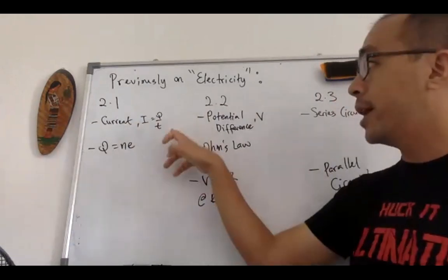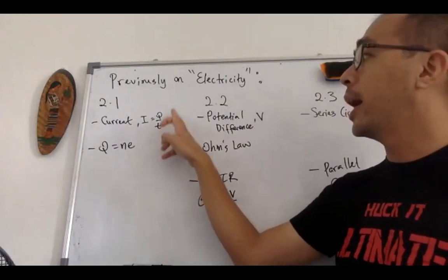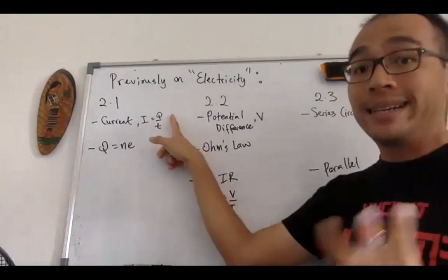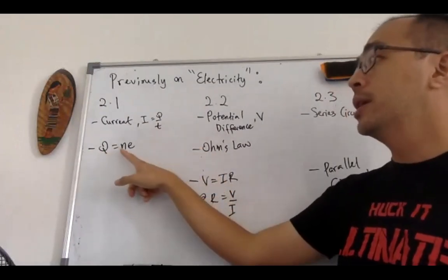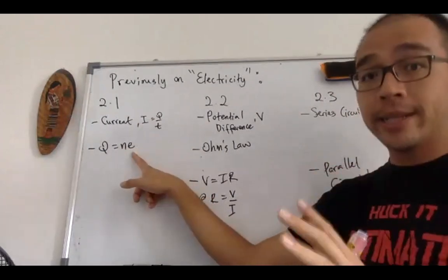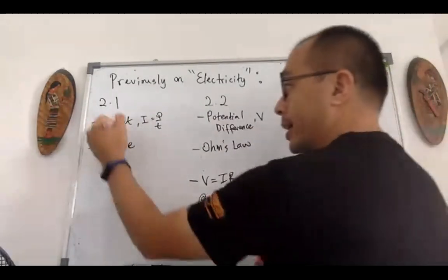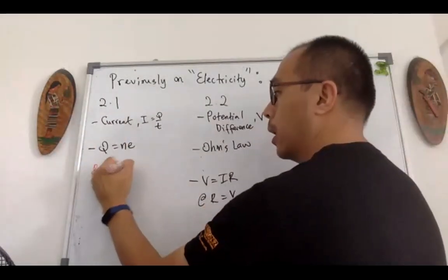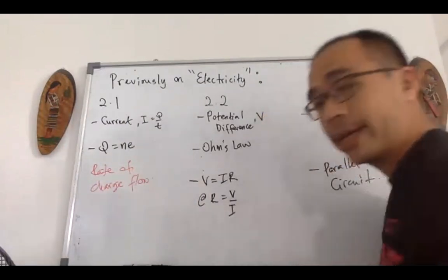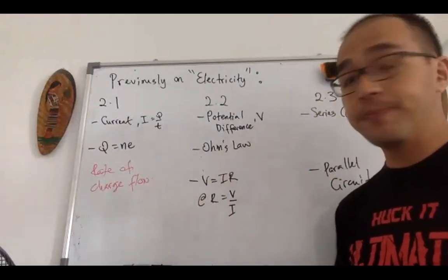And current is the rate of charge flow. Rate is because it's over time, and charge flow is because it's denoted by Q. We also learned another formula, which is Q equals the number of electrons times the charge of one electron. So that's basically it. If you take anything away from 2.1, take away this: the current is the rate of charge flow. That's the definition, kadar pengaliran cas, of what current actually is.